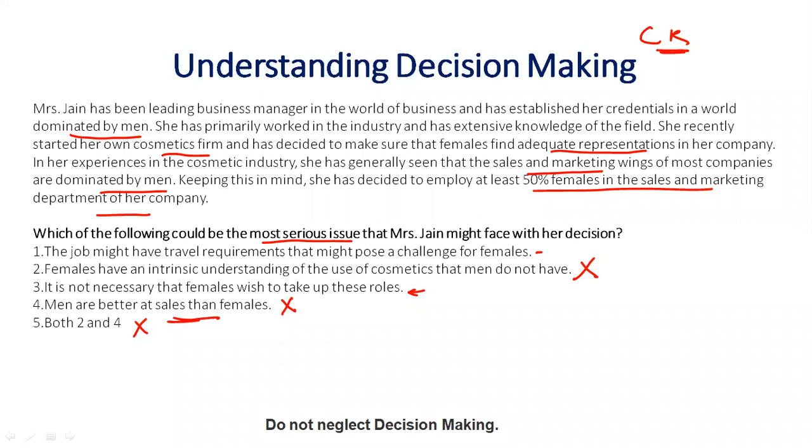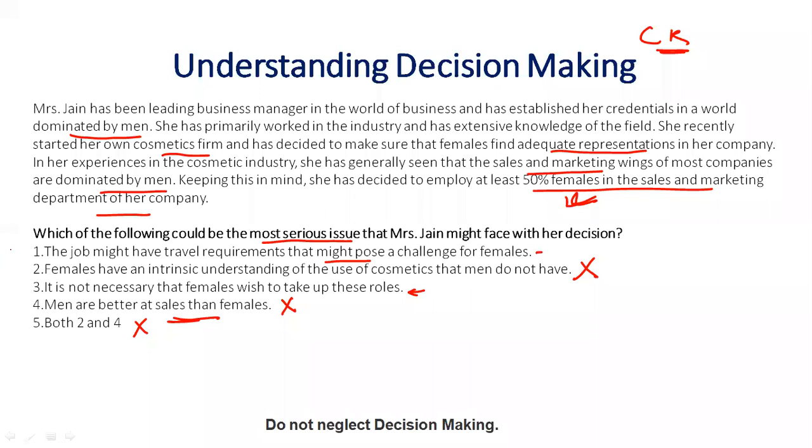But if I have to choose one from 1 and 3, third looks like ठीक है, third is a normal statement, but maybe it doesn't give me a very strong. See यहाँ पे क्या पूछा है कि most serious issue. ठीक है, मतलब this is like a neutral statement. This doesn't really pose a very serious issue to the decision. But if we talk about statement 1, कि हाँ sales का job होगा, right? You have to go and then you have to travel. So in a job of sales that may have travel requirements which might pose a challenge for females. So this can be a threat.